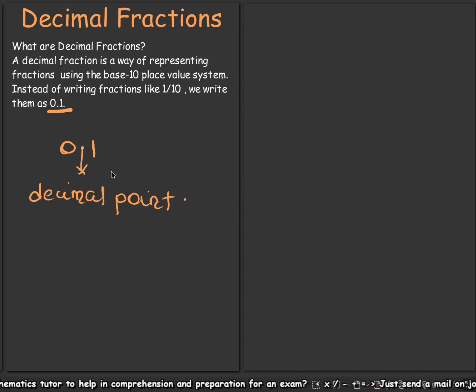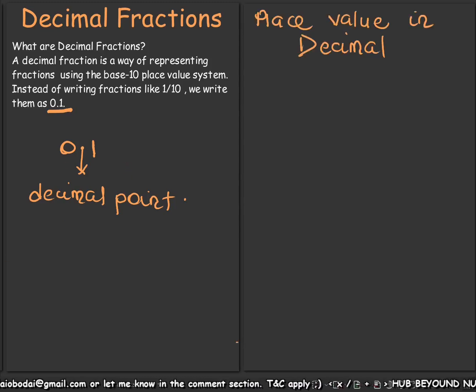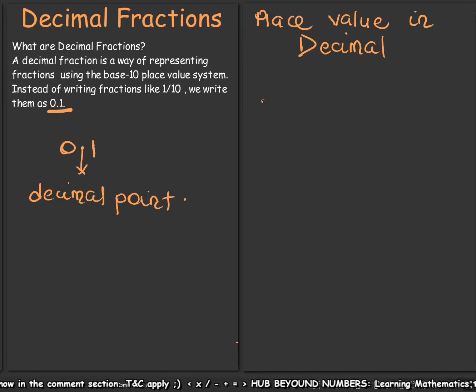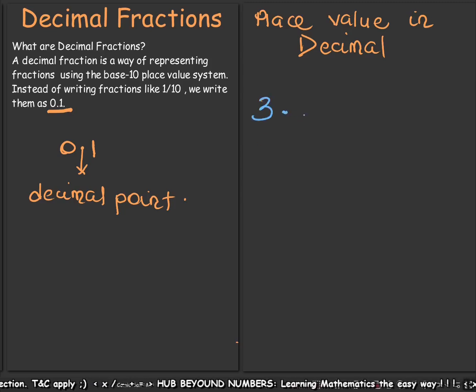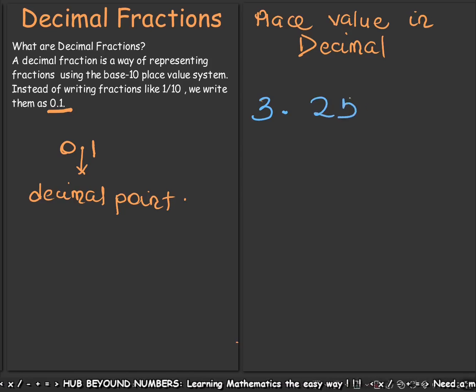Now, if we want to understand decimal fractions, then we need to understand the place value system as well. So let's look at the place values in decimals. Talking of the place value in the decimal system, let's take this decimal over here: 3.257.